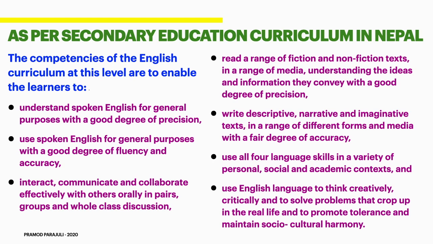Competencies of English curriculum at this level are to enable the learners to understand spoken English for general purposes with a good degree of precision, use spoken English for general purposes with a good degree of fluency and accuracy, interact, communicate, and collaborate effectively with others orally in pairs, groups, and whole class discussion, read a range of fiction and non-fiction text in a range of media, understanding the ideas and informations they convey with a good degree of precision, write descriptive, narrative, and imaginative texts in a range of different forms and media with a fair degree of accuracy.